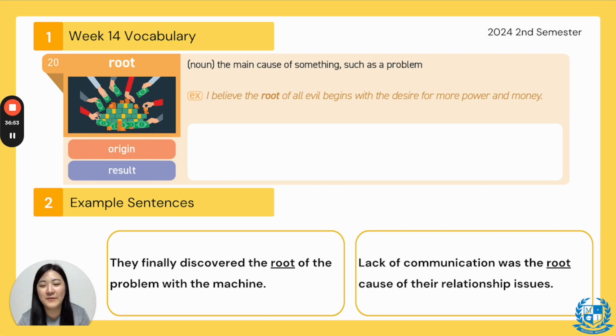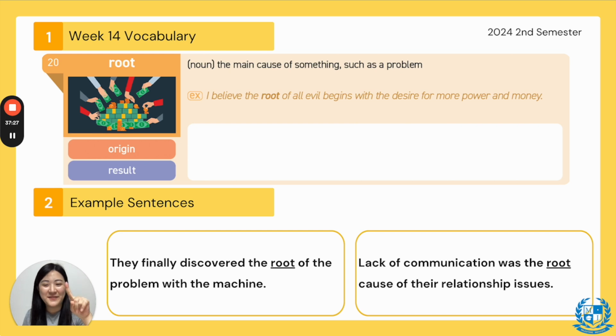And number 20, everyone say root. Root. Yes, I know what you're thinking. The white parts, the roots of a plant, kind of similar, but not exactly here. Root. The synonym is origin, and the antonym is result. It's a noun, and this means the main cause of something, like a problem. So the main cause of a problem, maybe. So the root of something. So when we think about the root of a plant, we're thinking about the biggest part underneath the ground.